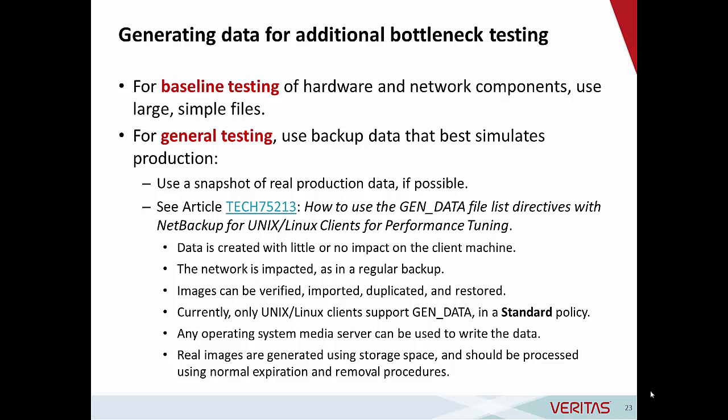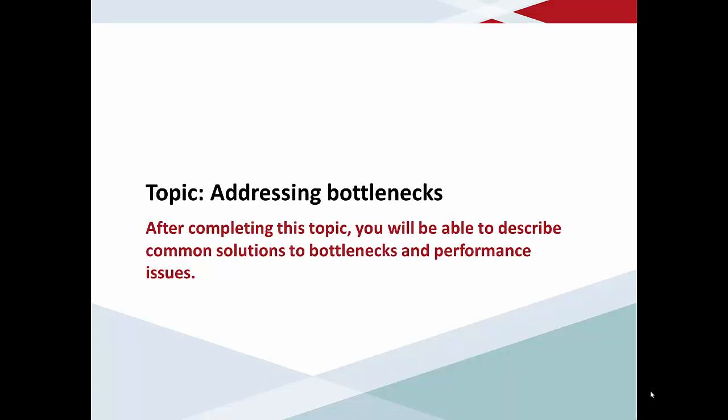If something like that is not available, then I'll want to use some kind of a simulator to generate sample data that is similar in characteristics to the data being protected. Now there are tools outside of NetBackup that can do that. There's also the GEN_DATA directive within NetBackup that's available for Unix and Linux clients, and it can be used to generate a sample workload, which is helpful for bottleneck testing. This is the addressing bottlenecks topic.